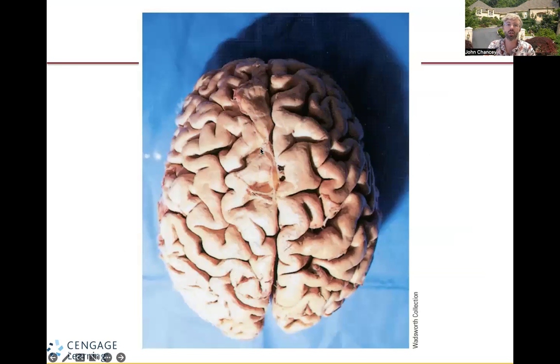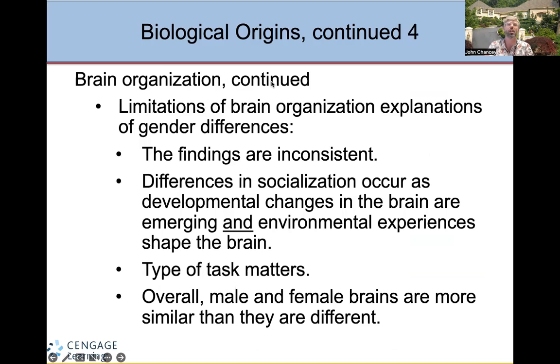So here's just a picture, the two hemispheres, the corpus callosum. Not a great depiction of the corpus callosum, but you could imagine a bundle of fibers connecting these two portions here. In terms of the limitations and thinking about brain organization and how we explain gender differences, findings are inconsistent. A lot of times we're talking about case studies here. We're not always talking about a large sample size to look at these things.